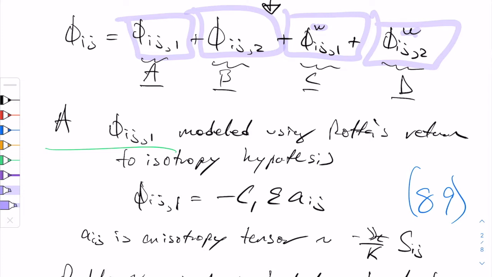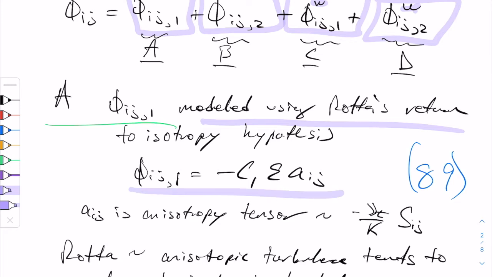So let's look at the first one. The first one's modeled after the famous Rotta's return to isotropy hypothesis. That meaning if we have anisotropic turbulence and if we're not disturbing it, then it'll slowly decay and return to isotropy. The way this is modeled would be with this form here in 89, phi ij of 1 equals negative C1 constant times dissipation times Aij. And we discussed the form of Aij in a previous lecture video, but to remind you, it is the anisotropic tensor, which is often modeled as negative of the eddy viscosity mu t divided by turbulent kinetic energy times the Kronecker delta function.